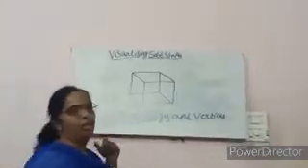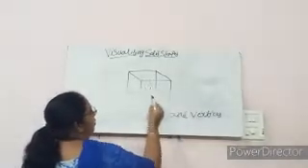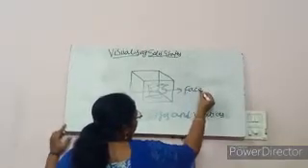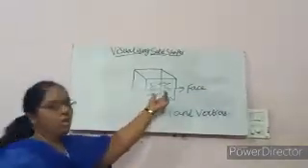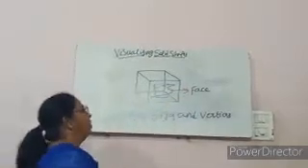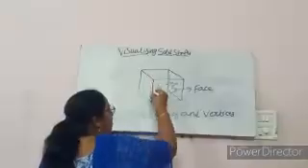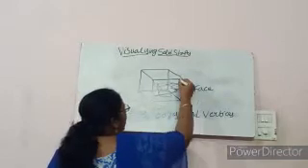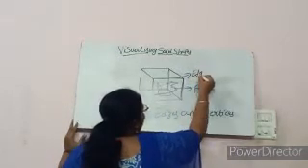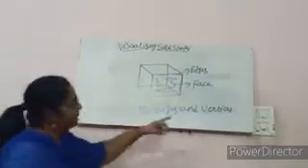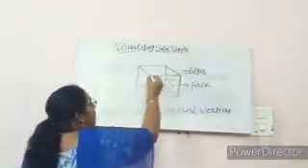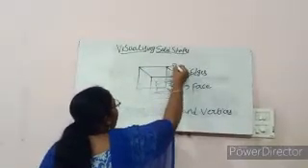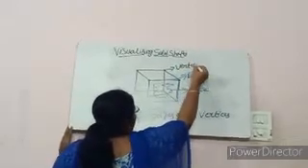So first of all you need to know what all these things are. What is a face? The plane surface of a solid figure is called a face. Now coming to edges. A line segment which joins two faces is called an edge. So these line segments are called edges. Next is vertices. It is a point where the edges meet. These are called vertices.